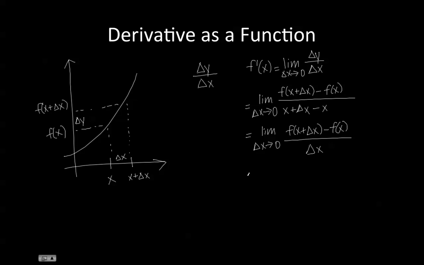So one more way to write this is using h. Some people like to write a single letter h instead of writing delta x, and this h stands for horizontal, and it's simply to make the algebra easier to write. So instead of delta x, we would have the limit as h approaches 0 of f of x plus h minus f of x all over h.